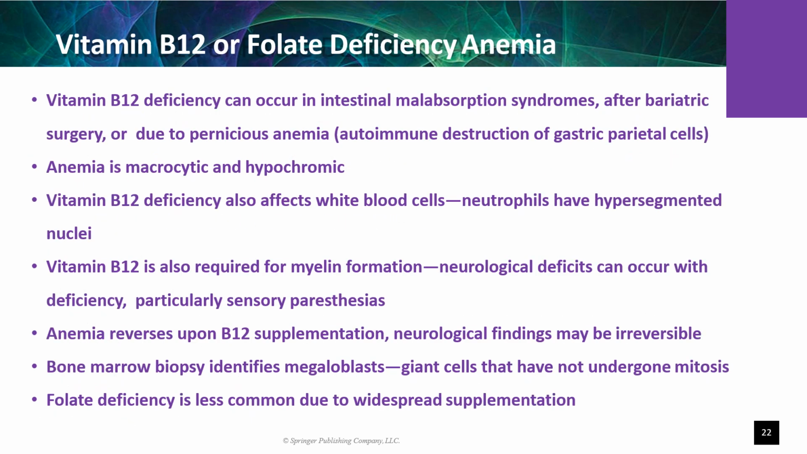Pernicious anemia is an autoimmune disorder with destruction of gastric parietal cells. The resulting lack of intrinsic factor prevents vitamin B12 absorption. Individuals that have H. pylori infection, malabsorptive conditions, or bariatric surgery can all be affected by poor vitamin B12 absorption.